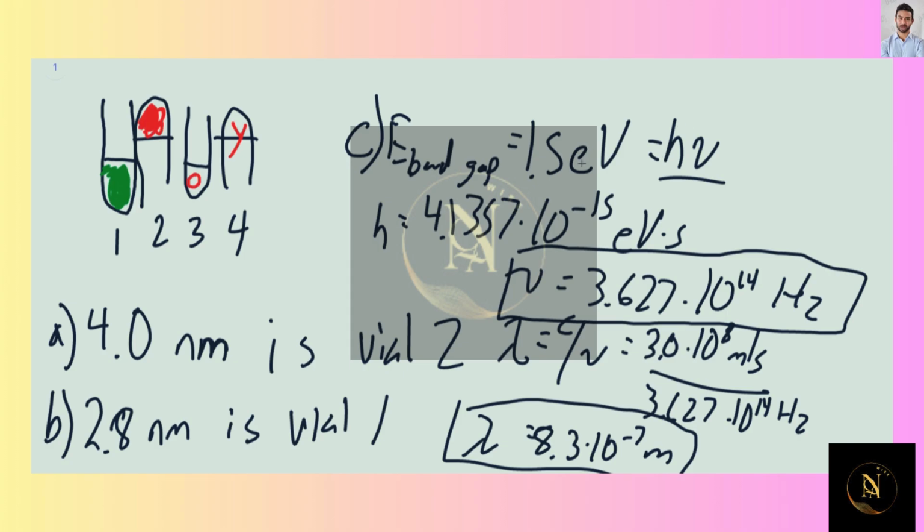And now C also asks, what type of light is this? Looking at an electromagnetic spectrum with this frequency and this wavelength, we know that this is infrared or IR light.